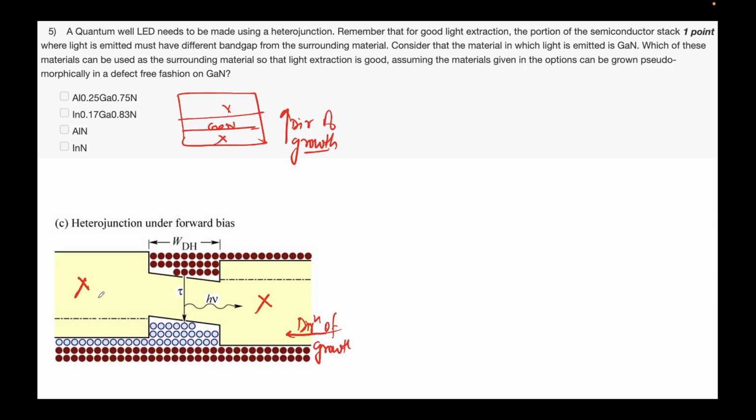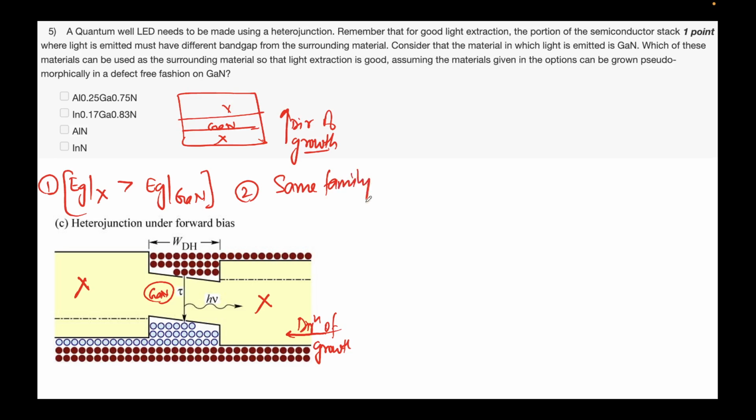So first thing we clearly notice is that the X has to have a band gap larger than the band gap of GaN. This is gallium nitride, so we can see that Eg of X must be greater than Eg of GaN. This is the first thing. Second, it must be of the same family as GaN, that means III-nitrides. So this mysterious material X has to satisfy these two properties. Let's look at the options.